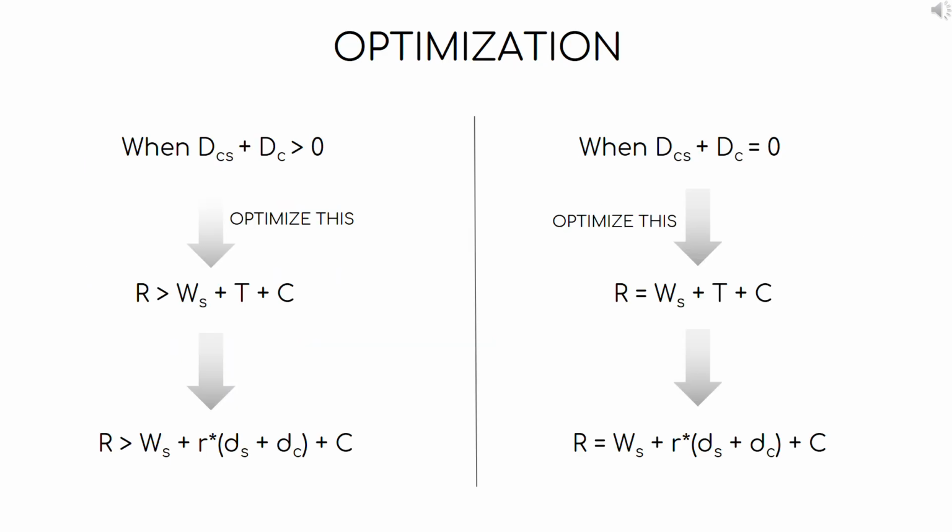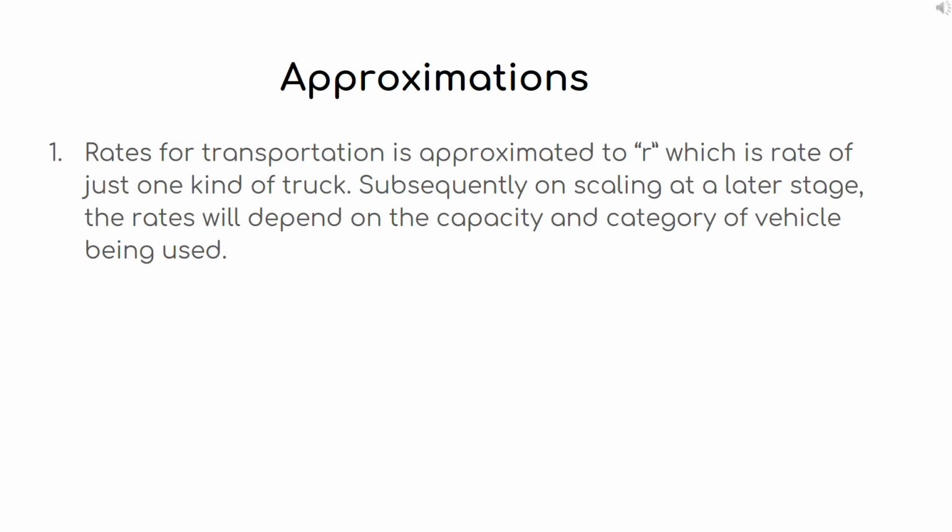The revenue generated should be used to cover the digitization expense of the canteen and coffee shop at first. Later, all the revenue generated can be used for proper implementation and further development of this system. In the above equation, the rate for transportation is approximated to R, which is the rate of just one kind of truck. Subsequently, on scaling at a larger scale, the rates will depend on the capacity and category of the vehicle being used.